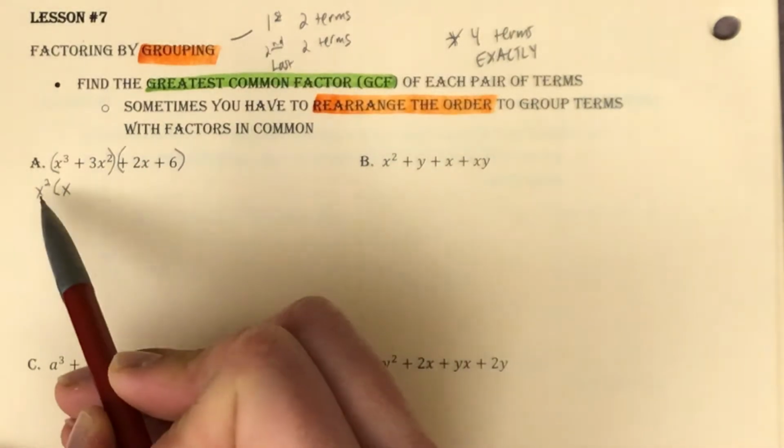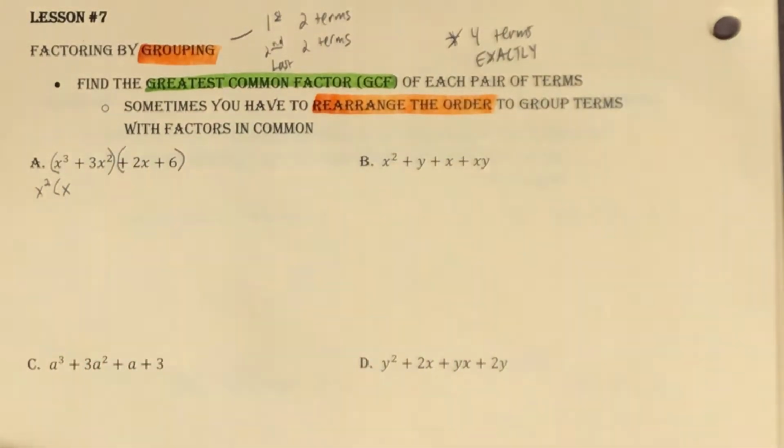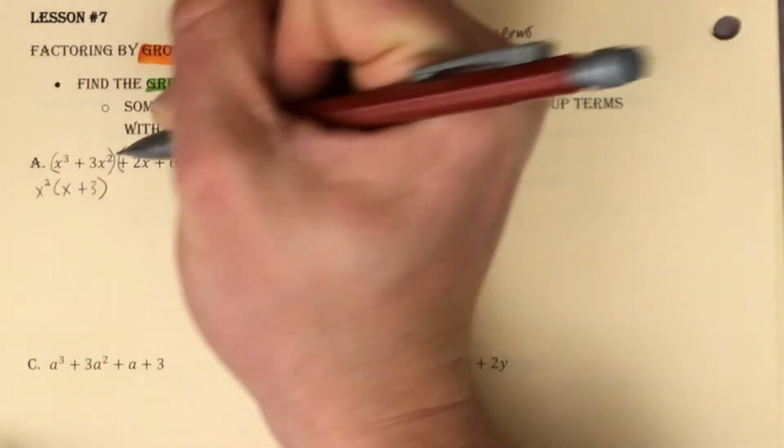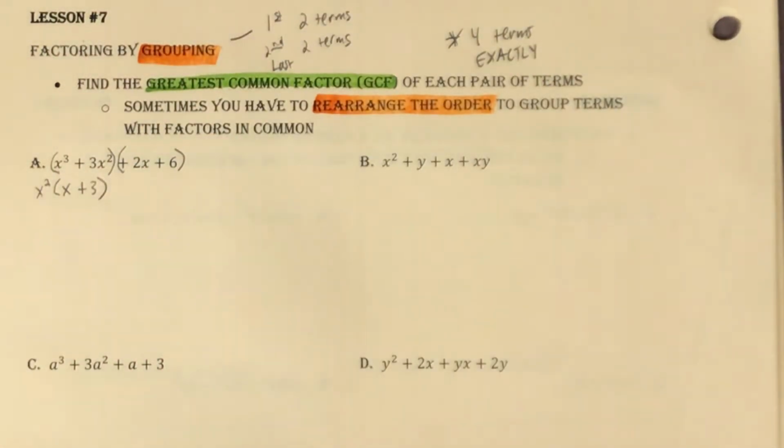Well, what did I multiply x squared by to get to positive 3x squared? Well, that would just be positive 3. So now I've factored out the greatest common factor of my first grouping. So now I need to do it in my second grouping.